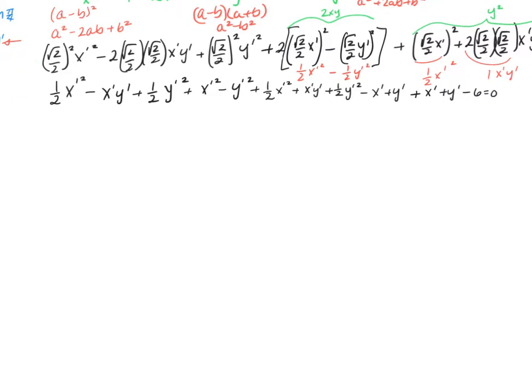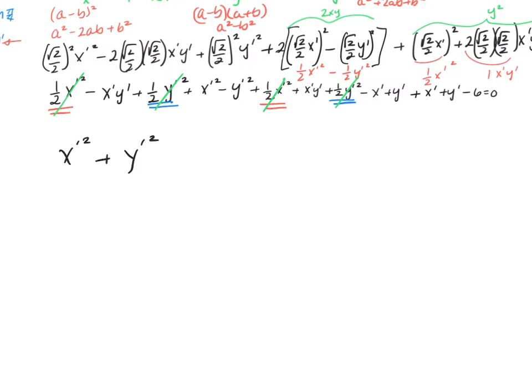What I'm going to do now is combine like terms. So I'm going to start looking for x primes and y primes. I have a 1/2 x prime squared, and I have a second 1/2 x prime squared. Those two are going to combine into x prime squared, because 1/2 plus 1/2 is 1. I have a 1/2 y prime squared and an additional 1/2 y prime squared, so this is going to be plus y prime squared. So I've taken care of this term, this term, this term, and this term.